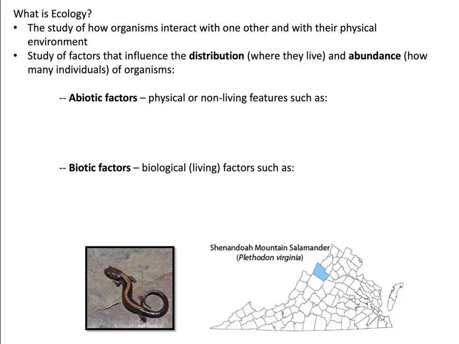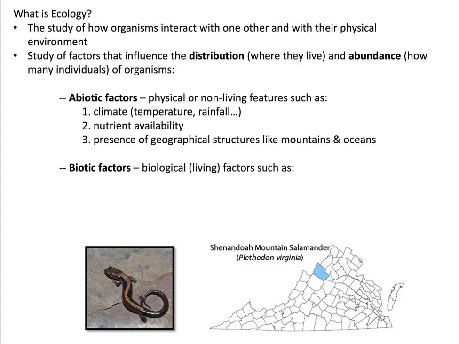When we talk about abiotic factors, we're talking about the physical or non-living features. These can include things like your climate, like your temperature or your rainfall. You can be talking about the general availability of nutrients, so things like phosphorus and nitrogen, those major limiting nutrients that can limit the ability of an organism to grow and thrive. And then the presence of geographical structures like mountains and oceans, all of that can have a big influence on climate and nutrient availability.